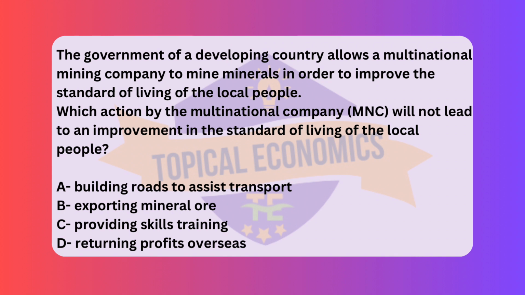Lastly, option C, providing skills training, is also incorrect. Providing skills training can help improve the employability of the local population and lead to long-term improvements in the standard of living. Training local workers in specific skills can help them get better-paying jobs, reduce dependency on foreign labor, and create opportunities for entrepreneurship and community development. This action has a positive impact on human capital development and standard of living.